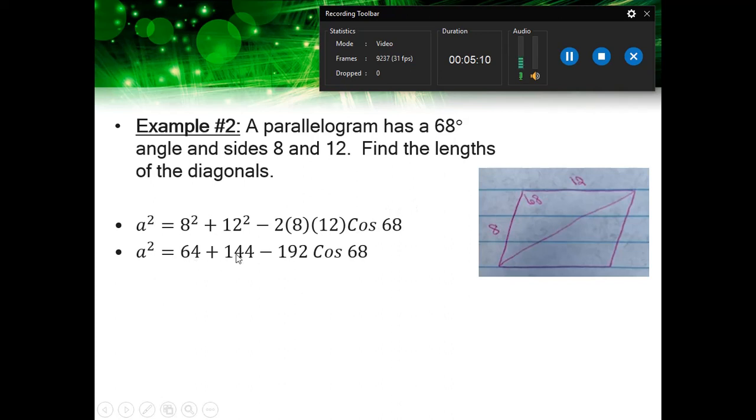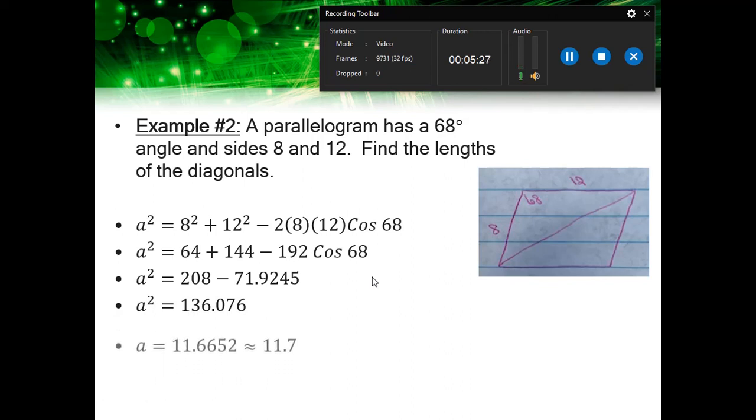I am going to add together the 64 and the 144, and then in a separate piece, I'm going to multiply 192 and cosine of 68. If you find any mistakes in my calculations, just let me know. So now I'm going to subtract, and then I want the square root. And since it's not an exact value, I'm going to round it off to the nearest tenths. So this first diagonal in pink is 11.7.